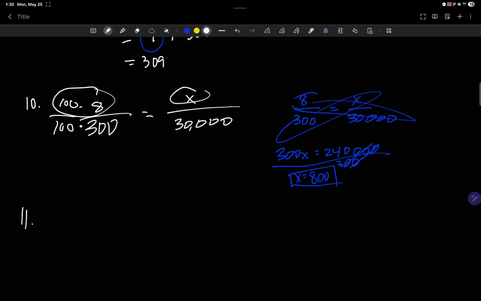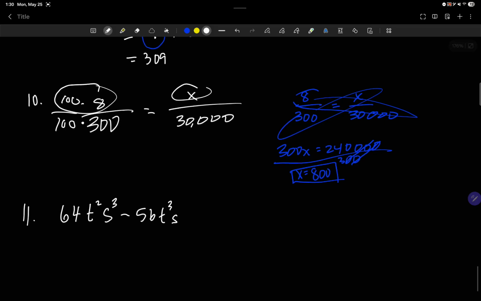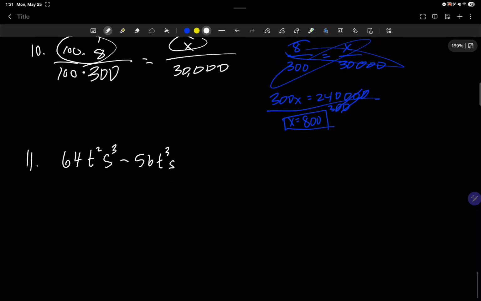All right, 11. Which expression is equivalent to this one? 64 t squared s cubed minus 56 t cubed s. All of the answer choices look like a GCF was pulled out, but not completely. Not all the answer choices have a GCF pulled out because they're 16 and 14, so they didn't factor out any. They only factored out a 4 based on their answer choices. So they didn't factor out a full GCF.